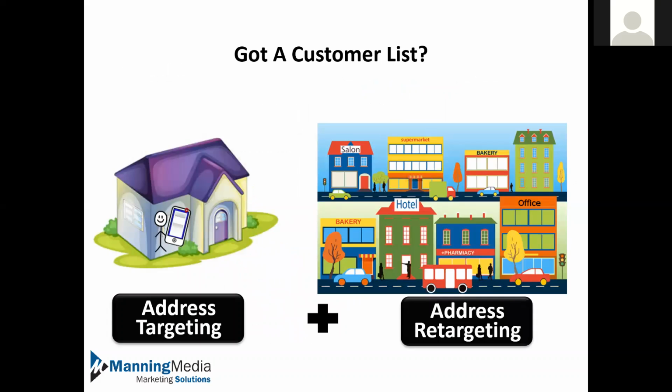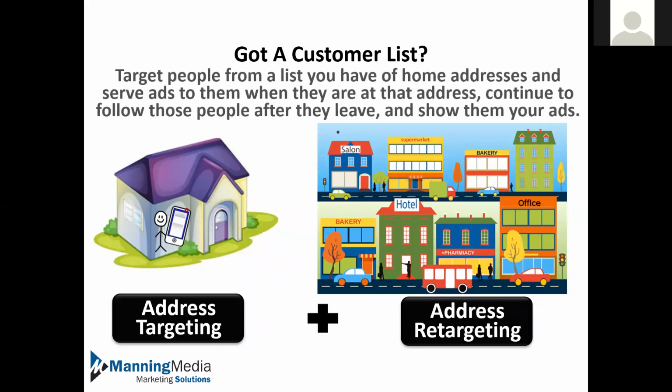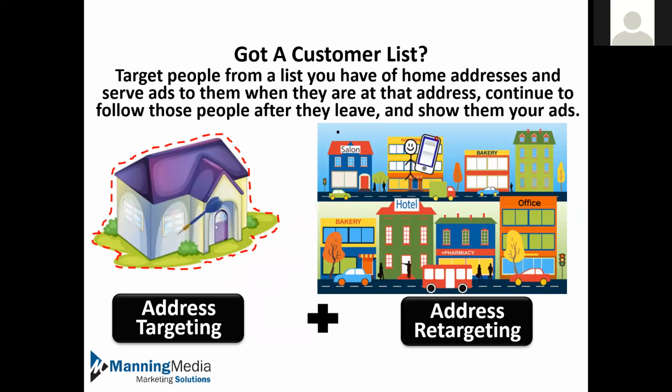If you have a customer list, this is another way to use mobile conquesting. We can target people from a list of home addresses and serve ads to them when they are at that address. And we can continue to follow them after they leave that address and show them your ads. That's address retargeting.